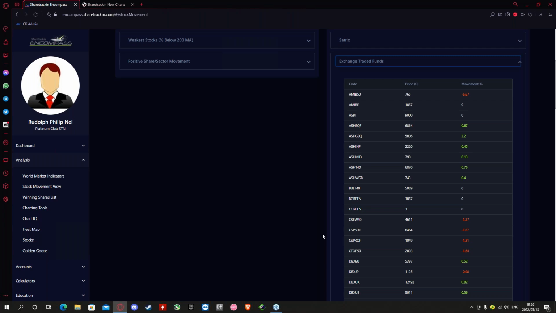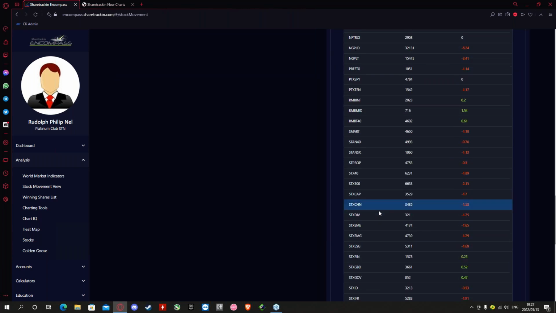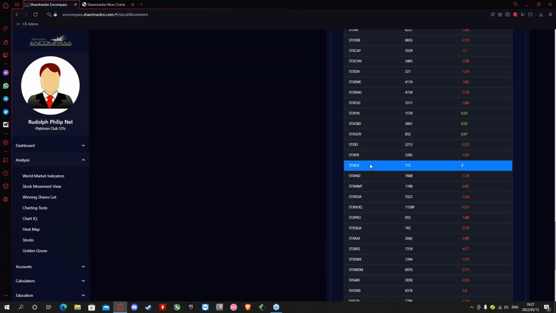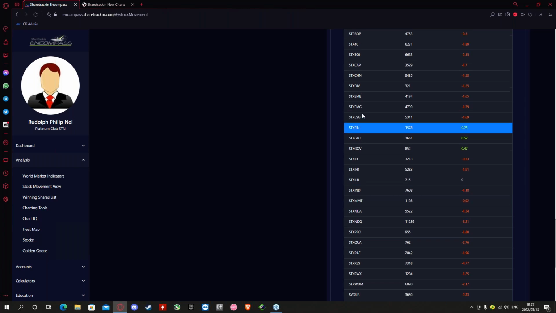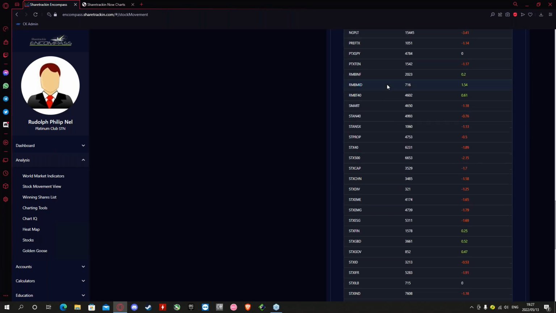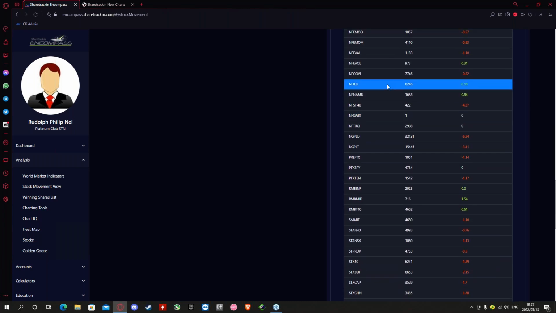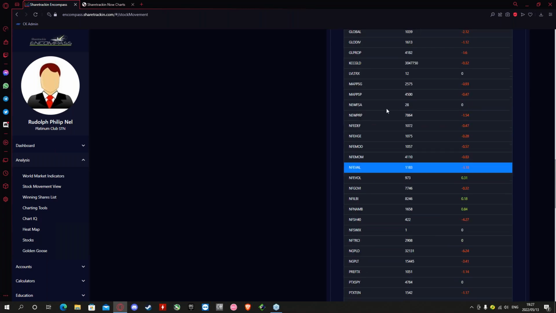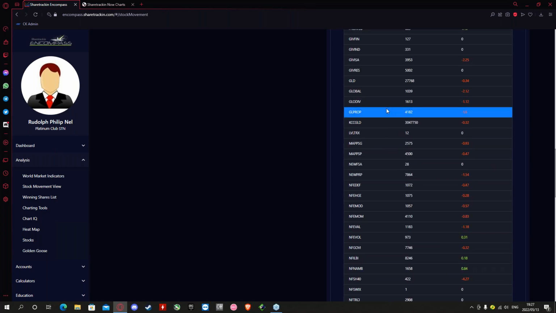It's usually a grouping of shares. For instance, STX 40 is also listed on this list. If we scroll down here, STX 40, and IND Industrials and Financials are also listed here. So those are all groupings. These are all groupings of different companies, and some of these are listed overseas.